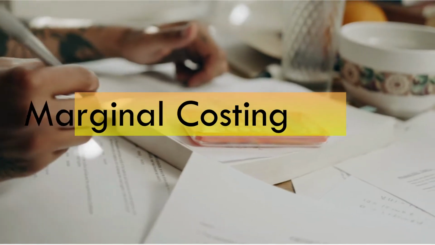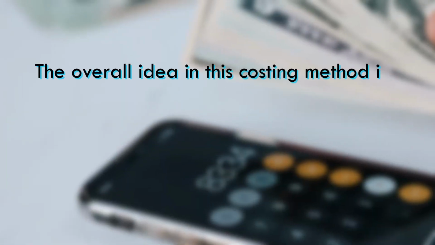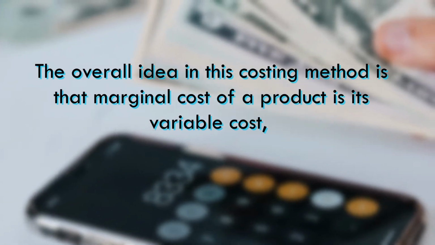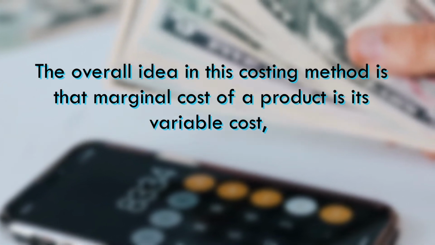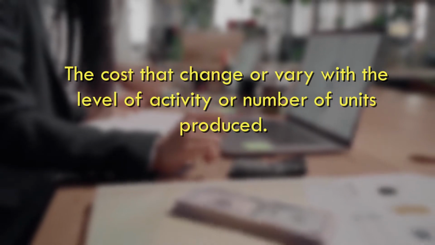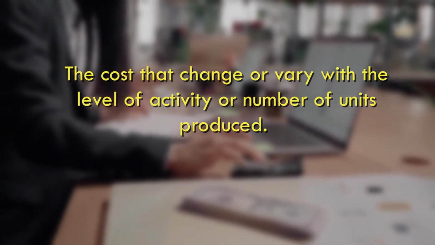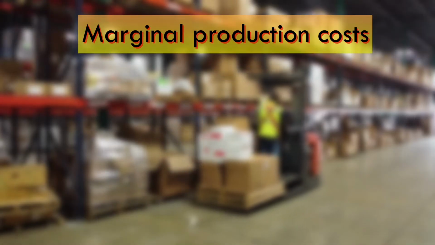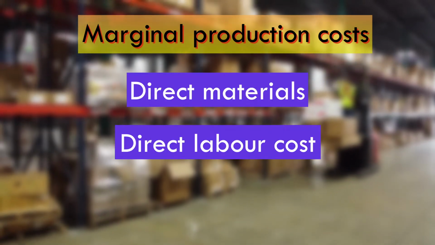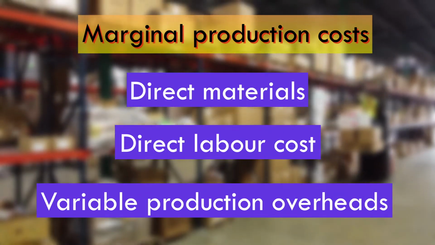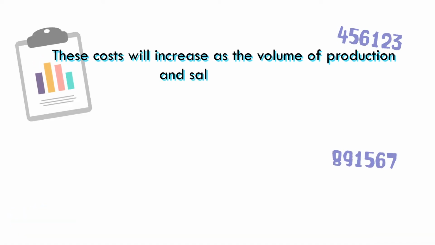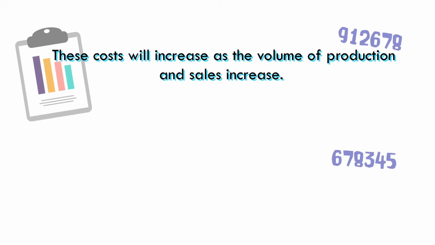Let's start with marginal costing. The overall idea in this costing method is that marginal cost of a product is its variable cost. That is, the cost that changes or varies with the level of activity or the number of units produced. These include marginal cost of production such as direct materials, direct labor cost, as well as any variable production overheads. These costs will increase as the volume of production and sales increase.